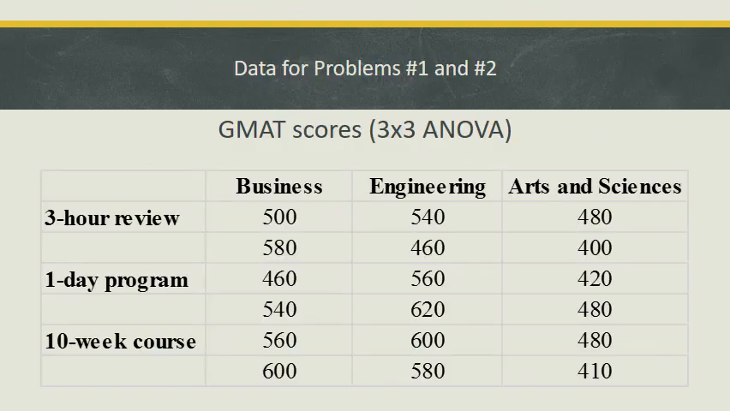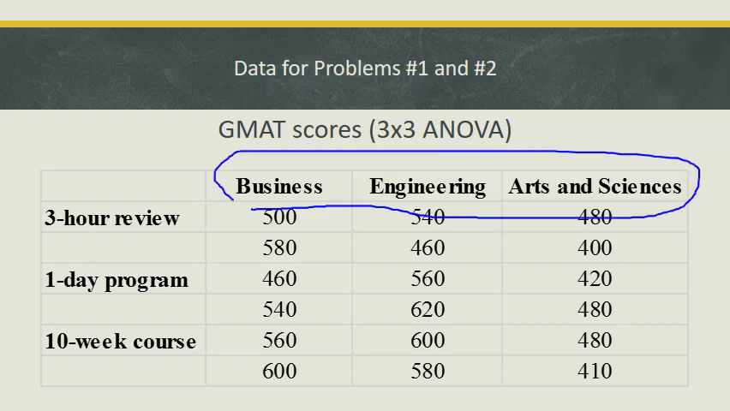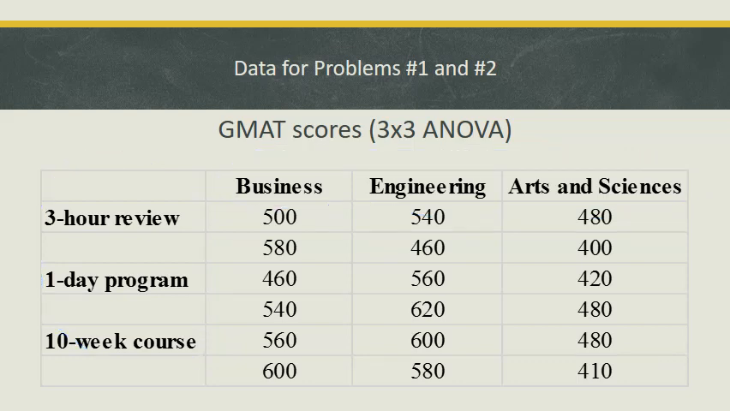Finally, here is the data set for the questions at the end. This is a two-way ANOVA data set about GMAT exam scores. The two factors that may affect it are the student's major and type of review class. The complete data set is shown here.